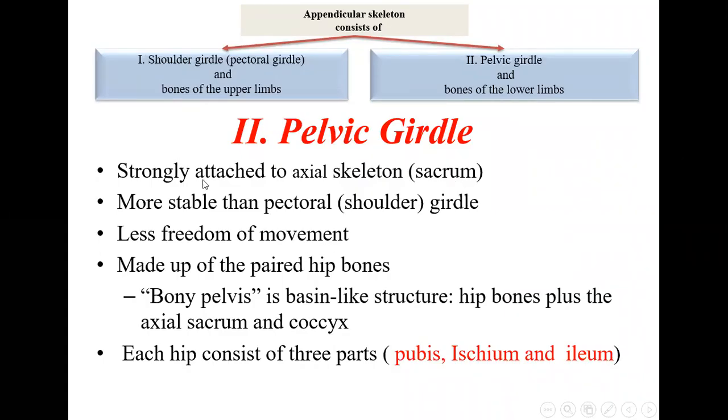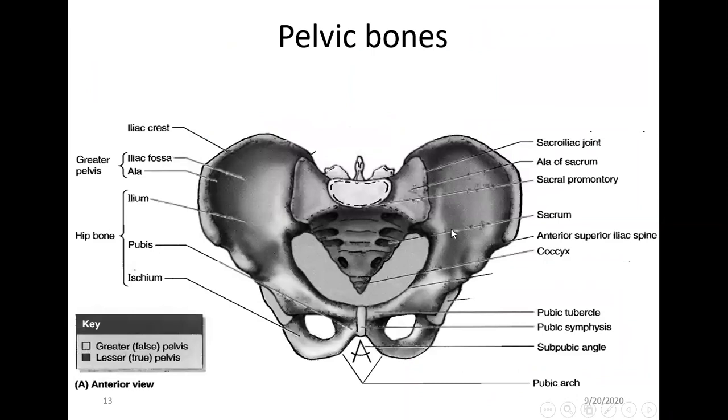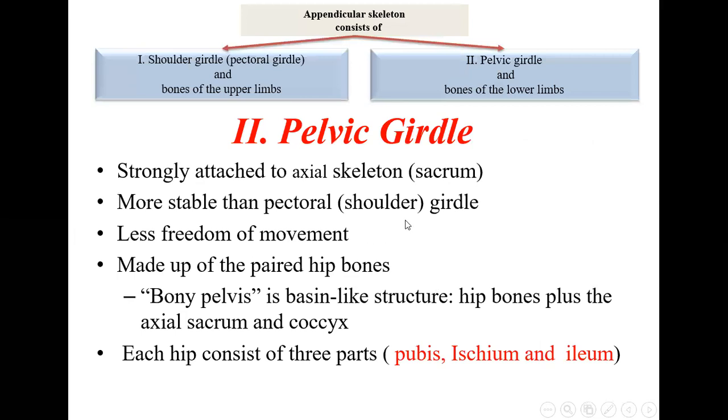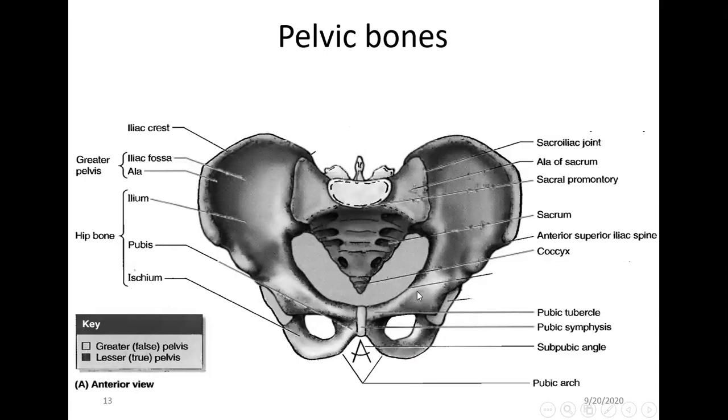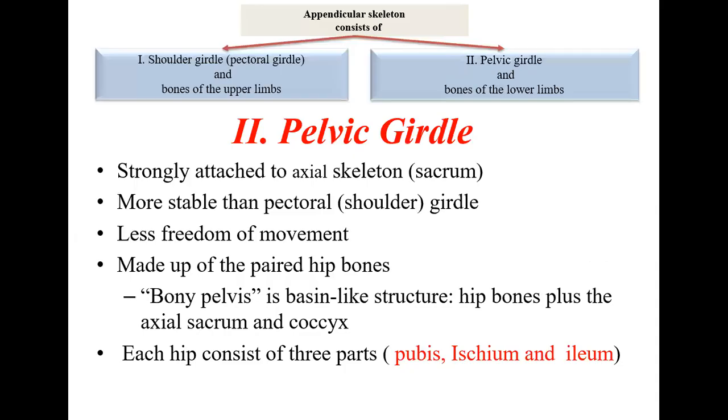It is strongly attached to the axial skeleton by the sacrum, and is more stable than the pectoral girdle. Because it has bigger bones, it is stronger than the shoulder girdle of the upper limb. It has less freedom of movement: strong but with less movement. In the upper limb, in the shoulder, there are more movements, but it is less strong and less stable.